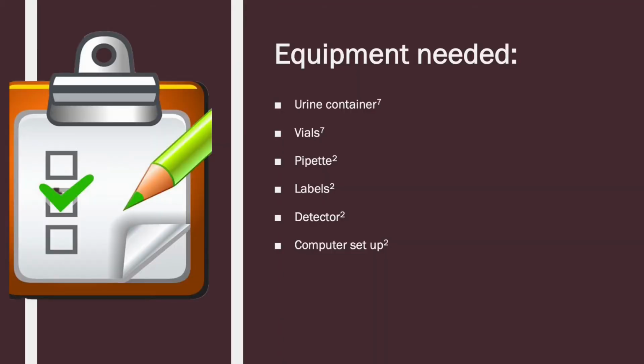When we look at the equipment needed, you will need a urine container to collect the 24 to 48 hour urine sample, vials to place the urine samples in for measuring, pipettes for measuring precise sample sizes and placing it within the vials without spillage, labels for labeling the vials and the containers.